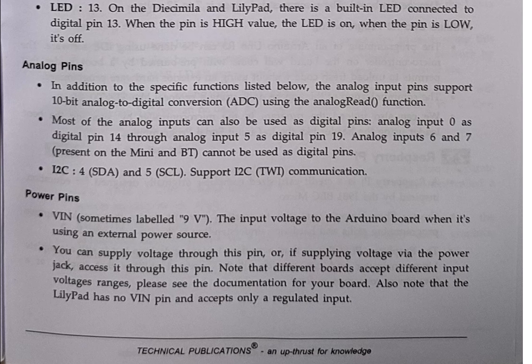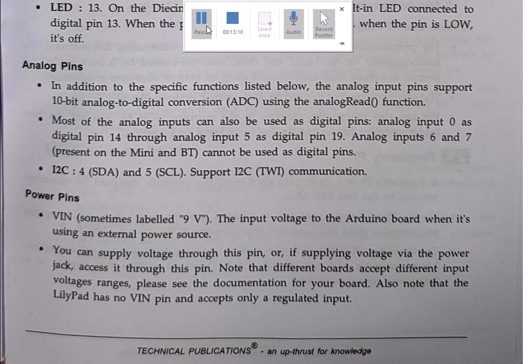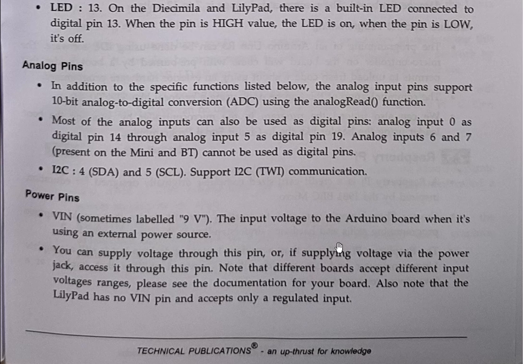If the power jack is connected to the Arduino and we want a 6 volt or a 9 volt supply from the Arduino, then we can take it from the Vin pin. Note that different boards accept different input voltage ranges, so please see the documentation for your board.